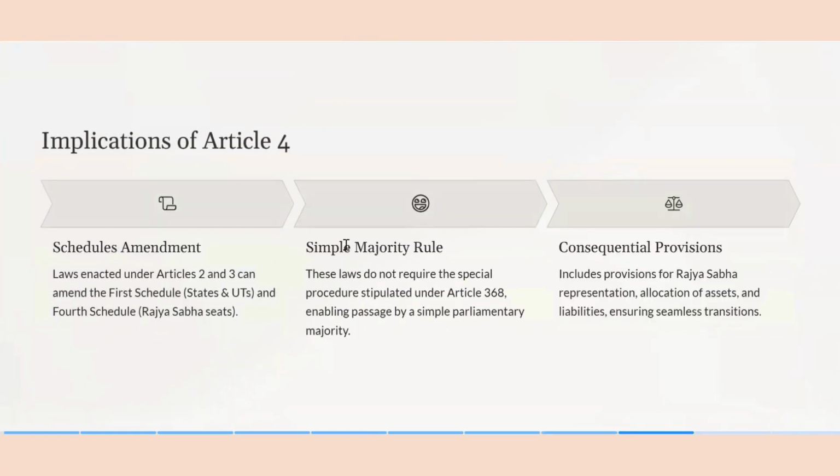Implications of Article 4: schedules amendment. Laws enacted under Article 2 and 3 can amend the First Schedule, states and union territories, and the Fourth Schedule, Rajya Sabha seats. Simple majority rule: these laws do not require the special procedure stipulated under Article 368, enabling passage by simple parliamentary majority. Consequential provisions include provisions for Rajya Sabha representation, allocation of assets and liabilities, ensuring seamless transitions.